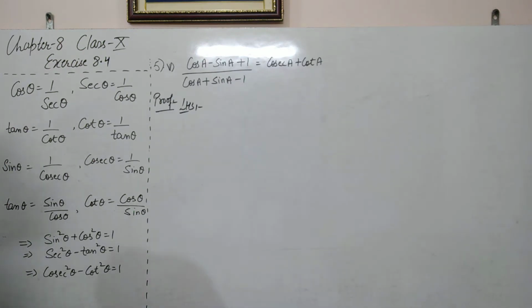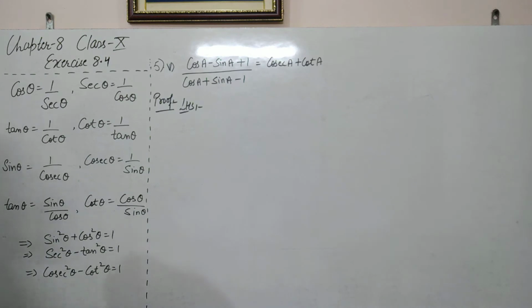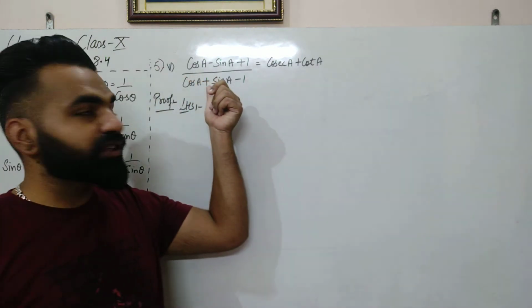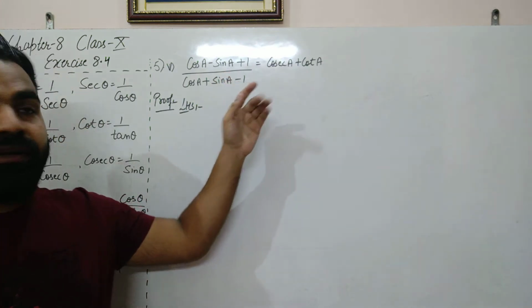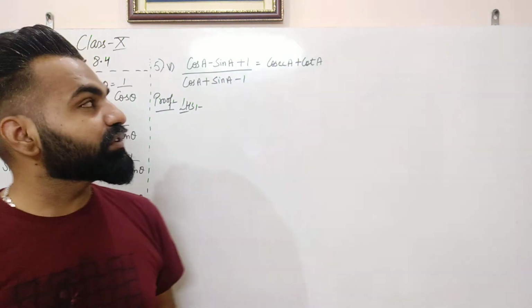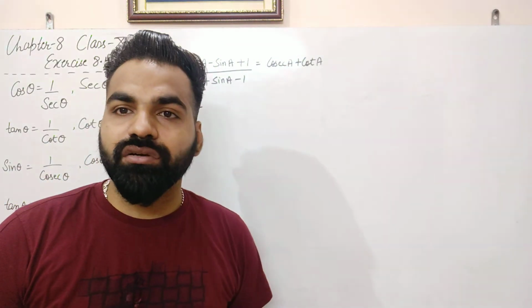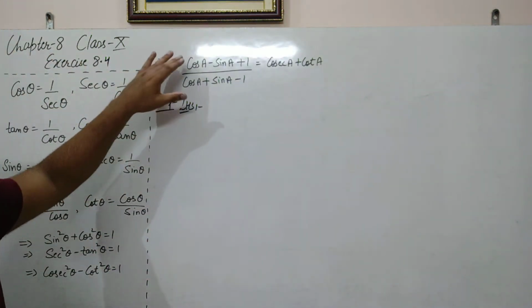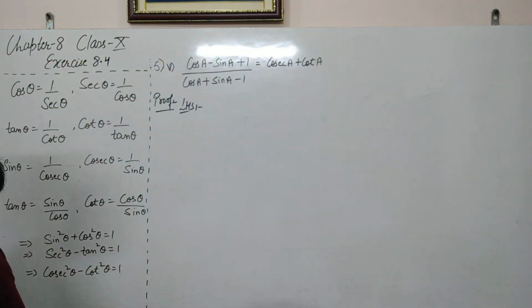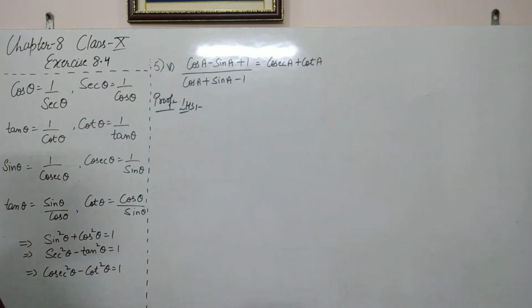Fifth part, this is an important question. Cos a minus sin a plus 1 by cos a plus sin a minus 1 is equal to cosec a plus cot a. Now see, the question is given in the form of cos and sin, and we have to prove this in the form of cosec and cot. And we know that cos by sin is cot. So if we divide both the numerator and denominator by sin A, that means it will be cos by sin. So we can move from cos A and sin A to cot A.